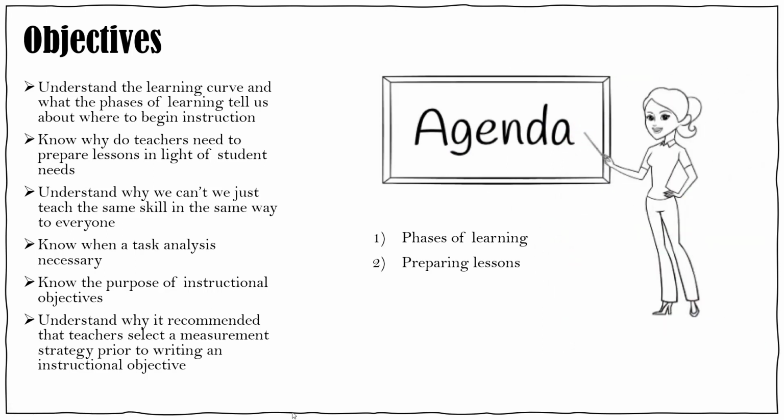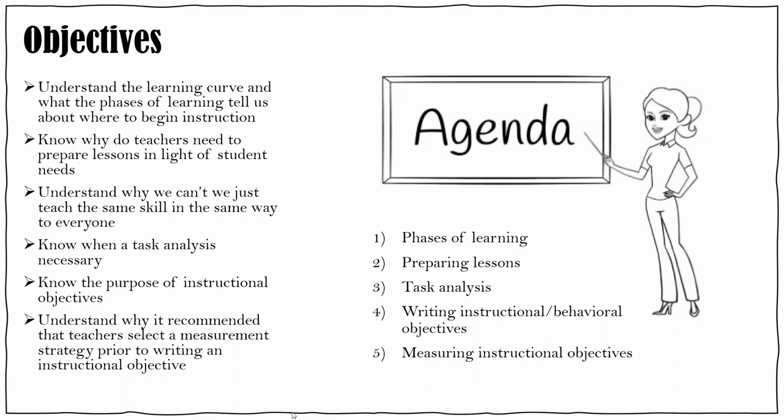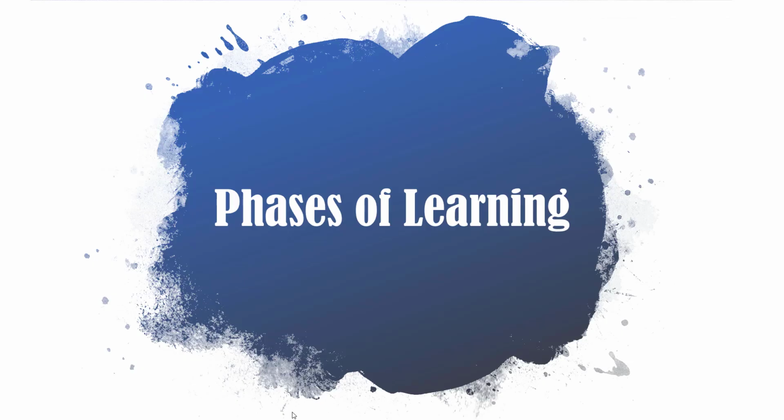the phases of learning, preparing lessons. We're going to look at what a task analysis is and how to create one. We're going to talk about writing instructional or behavioral objectives, and then also measuring those instructional or behavioral objectives. So let's briefly talk about the phases of learning.